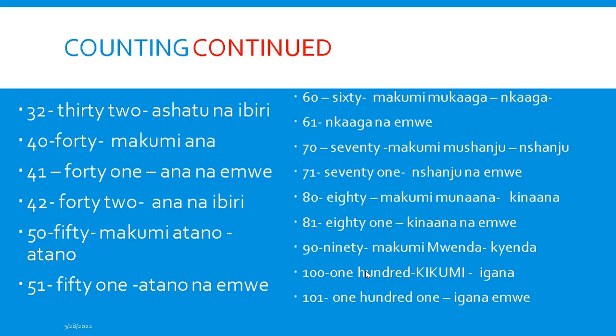Igana, or you can say magana emwe, but we call it igana. You got 101, igana emwe. That is 101. Now we got counting money.